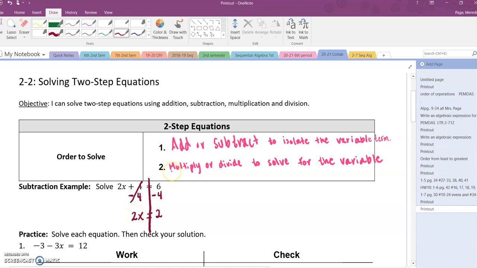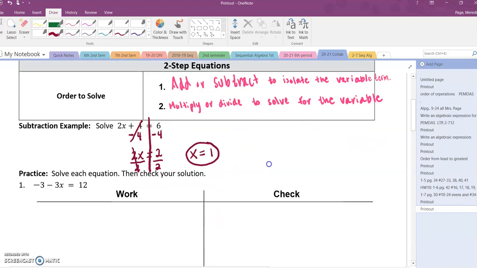Now the second step is to multiply or divide to solve for the variable. My goal is to get the x by itself. Right now that says 2 times x. The opposite of times is to divide, so I need to divide both sides by 2. These 2's next to the x cancel out, so you're left with just x is equal to 2 divided by 2, which is 1. I am done.